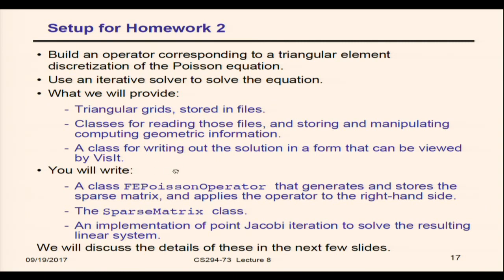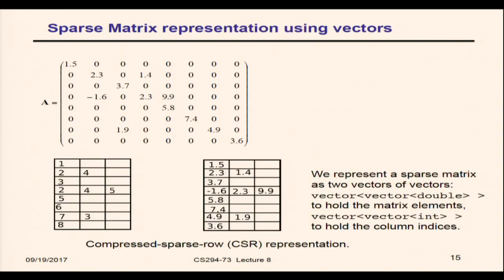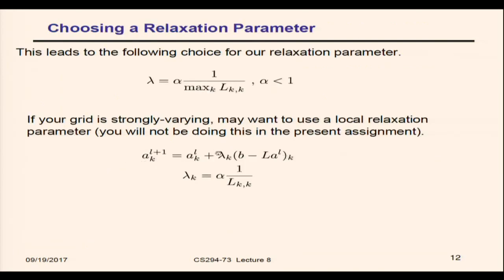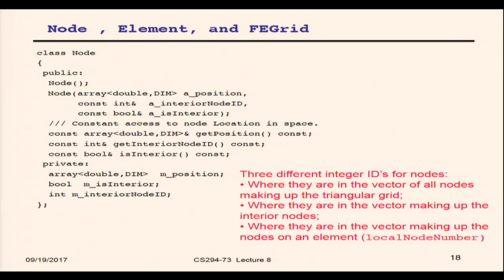What you're going to write is a class FE Poisson operator that generates and stores the sparse matrix and applies the operator to the right-hand side. The second thing is a sparse matrix class. You're going to have to implement sparse matrix. And the third thing is an implementation of point Jacobi to solve the resulting linear system. Now, item 3 should be easy. If I give you matrix-vector multiply and you have the rest of this stuff, it should be a couple of lines. Your code for doing this should not look a great deal more complicated than this mathematical specification. So that's what we're going to do. And now I'm going to dive in and tell you what things we're going to provide to you.